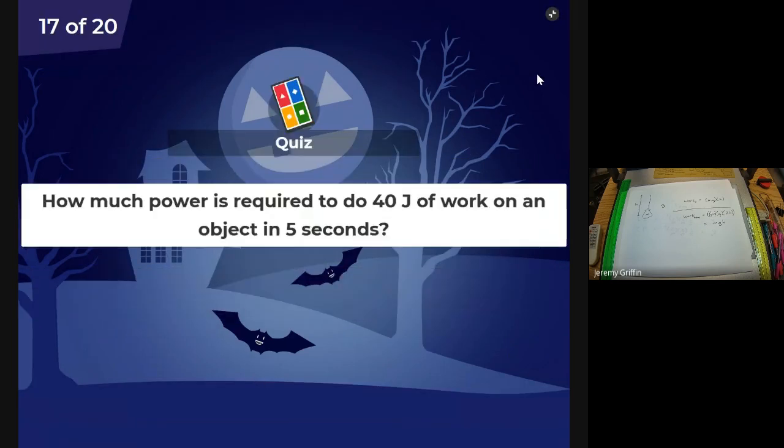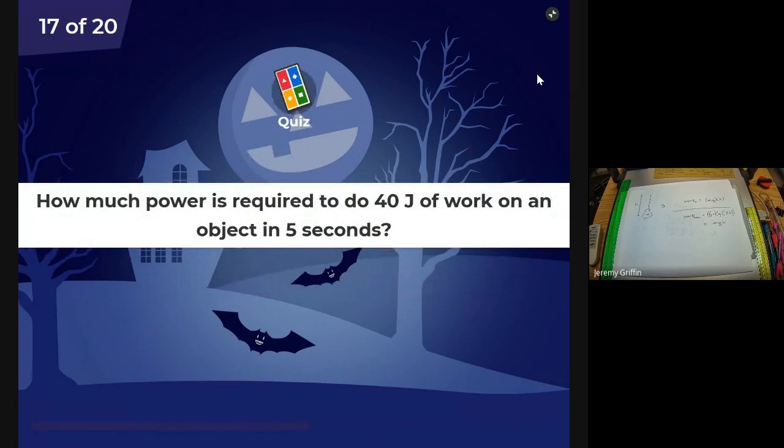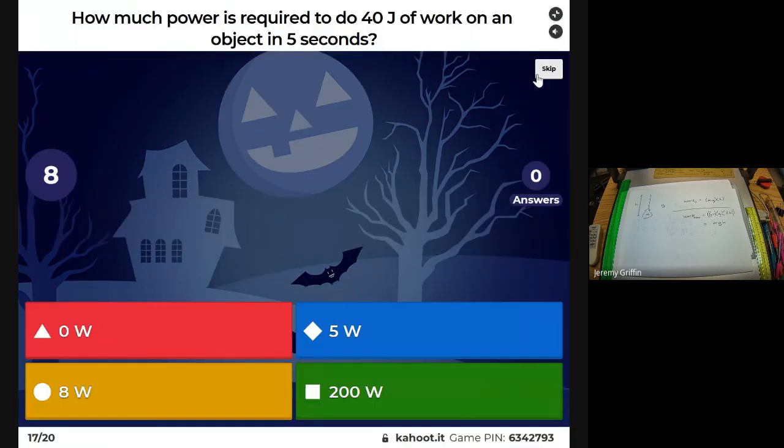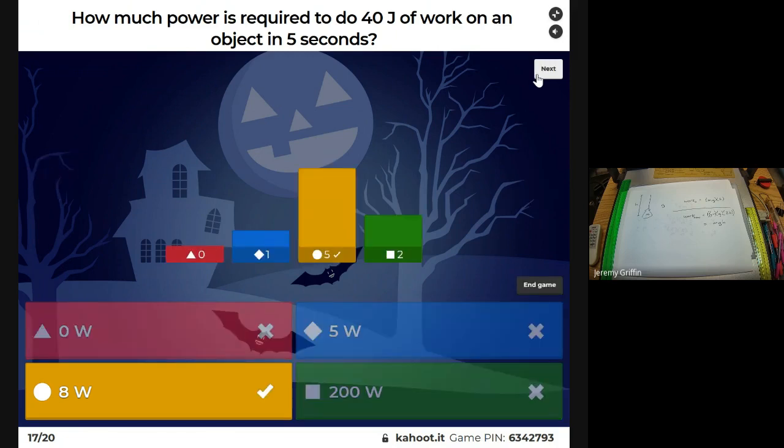Cohen, still on 5, still in the lead. How much power to do 40 joules of work in 5 seconds? Yep, 8 watts. So you guys know power is work per time. So 40 joules divided by 5 seconds. 8 watts.